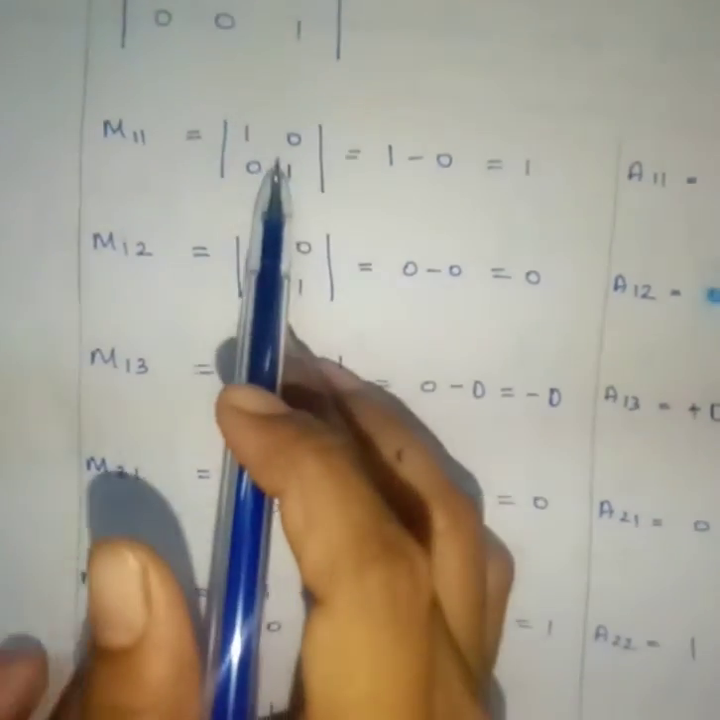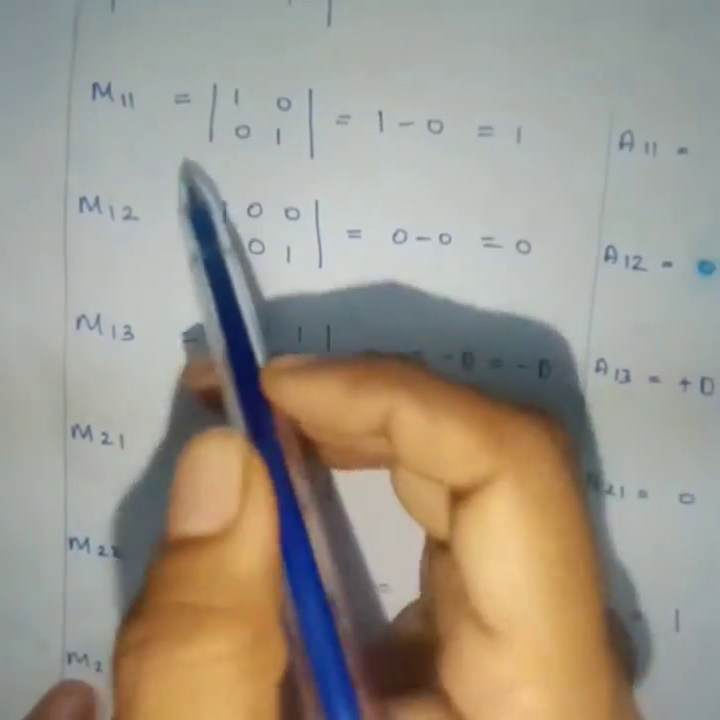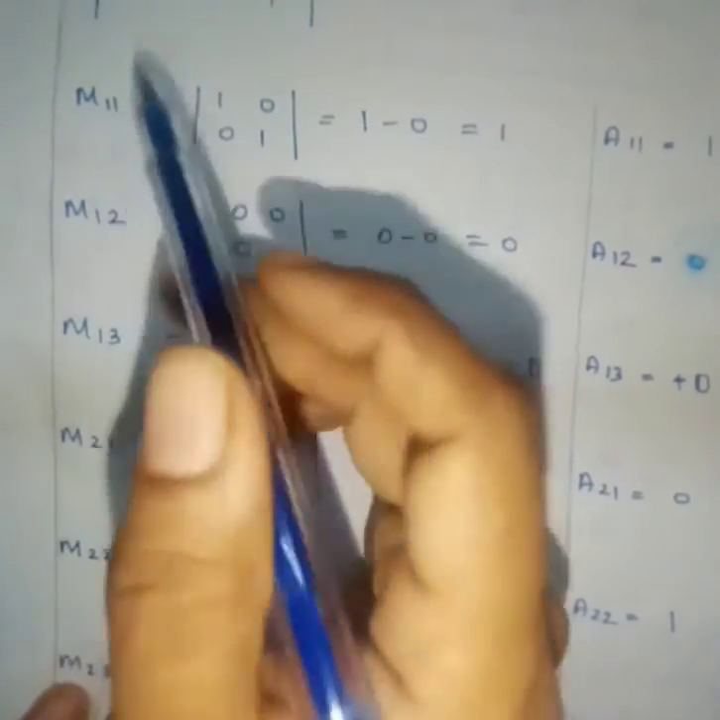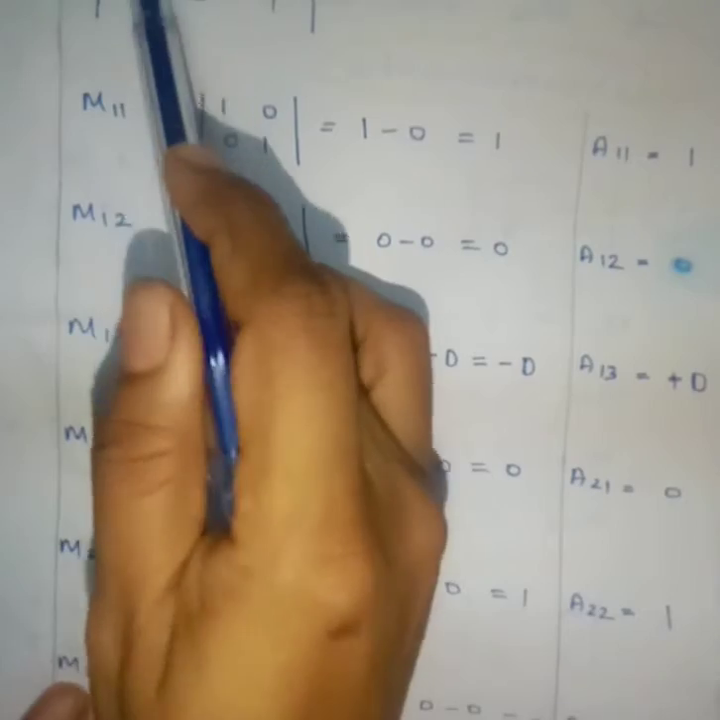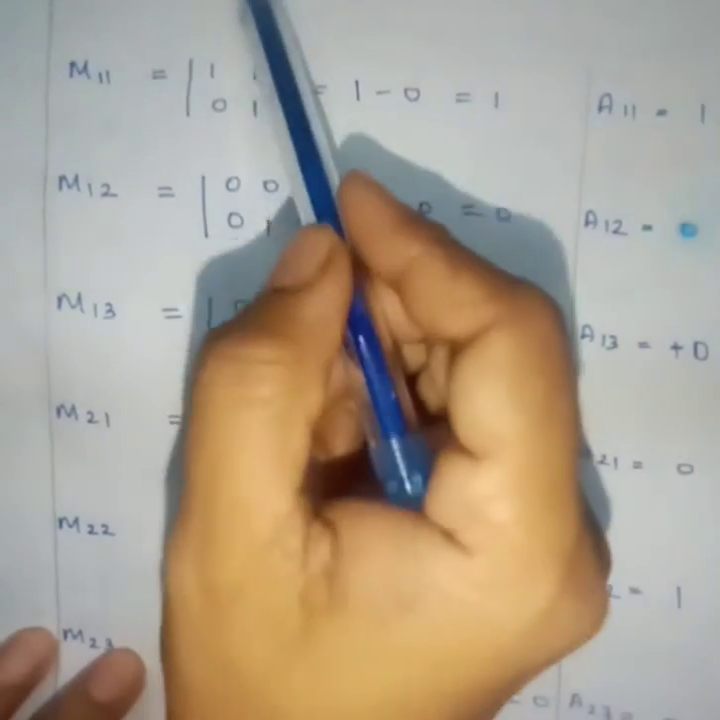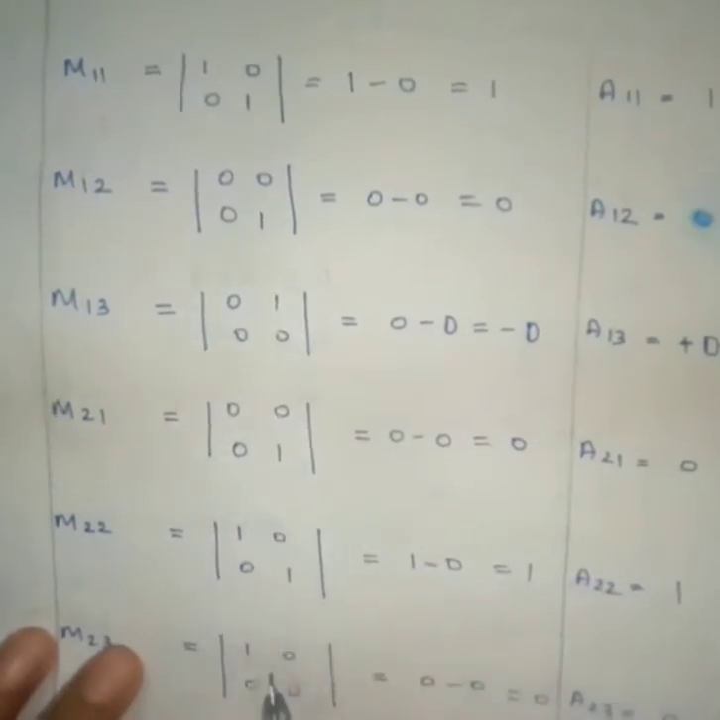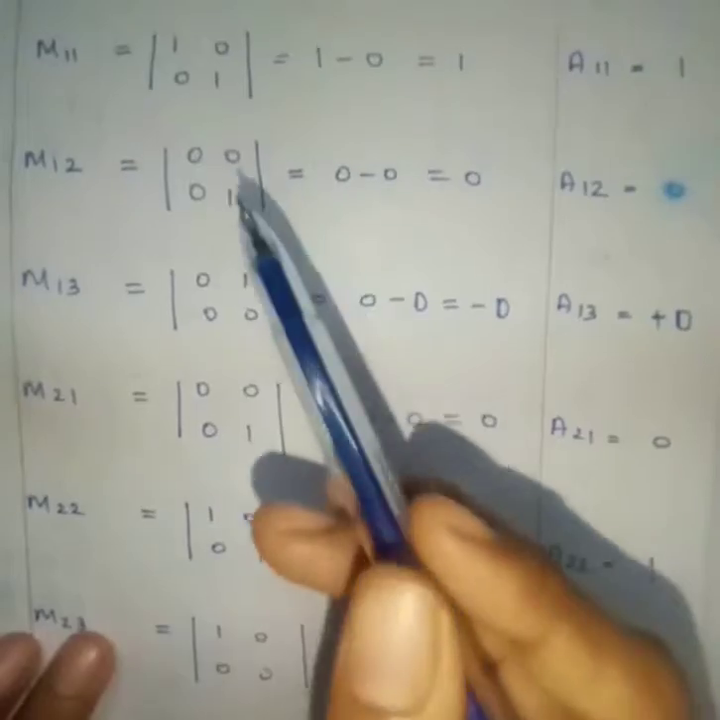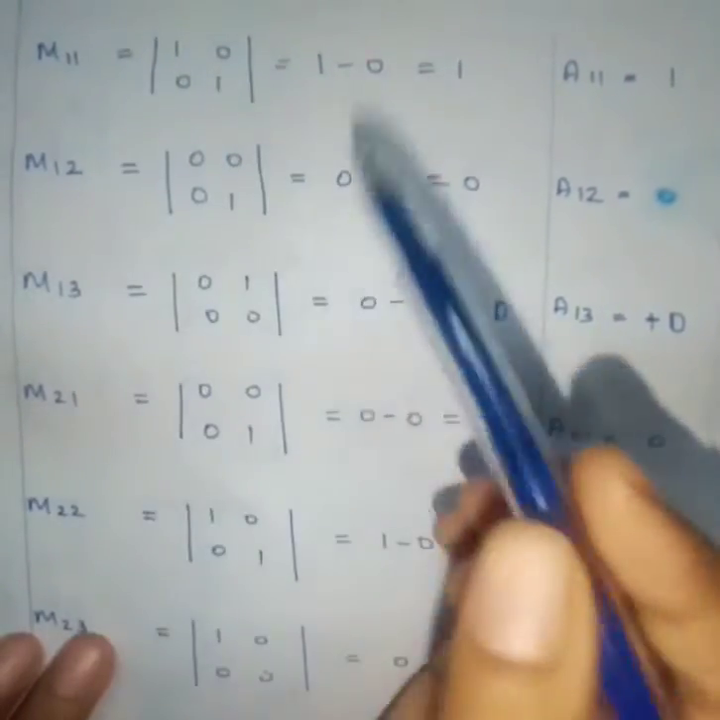Okay, shall we go for 3 cross 3 matrix for finding minor and cofactor? So for M11, 11 means this. So I'll cover this, right? So this determinant will be left out. Likewise, M12 means this. So I have taken all the determinants like this by covering the other rows and columns.